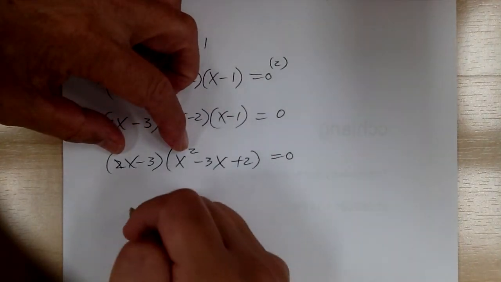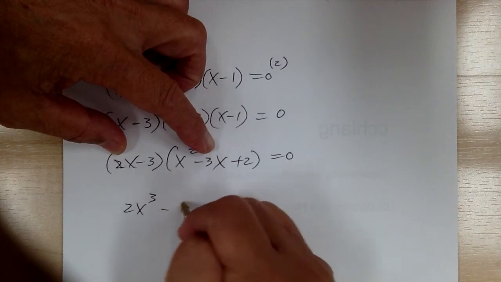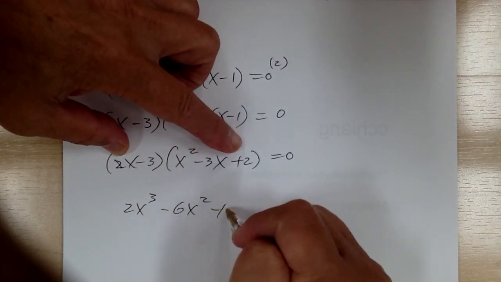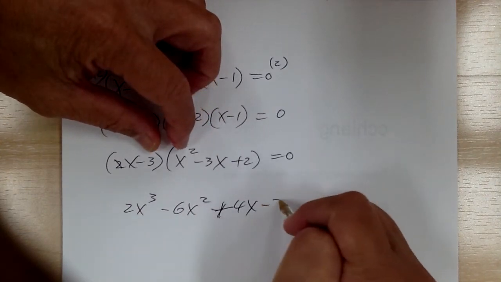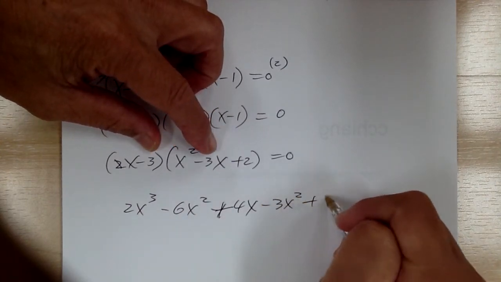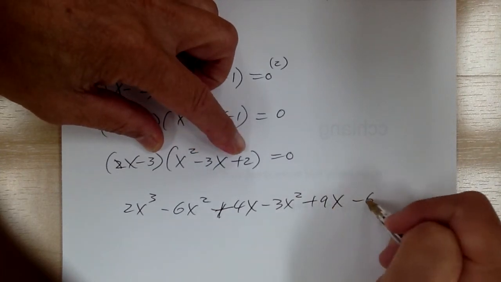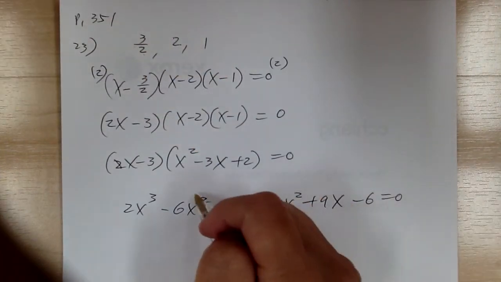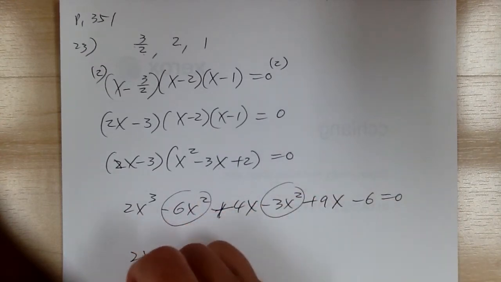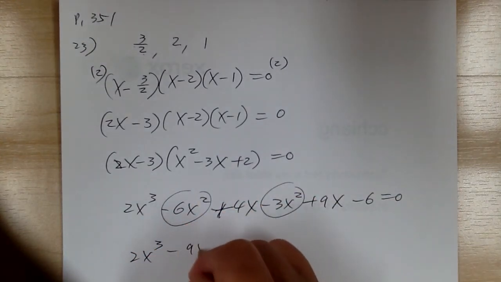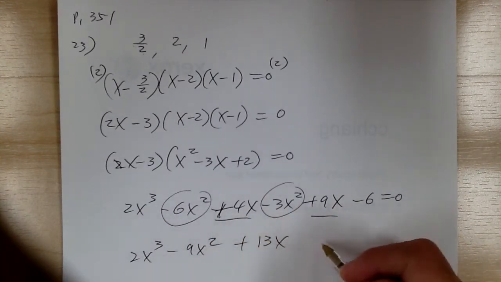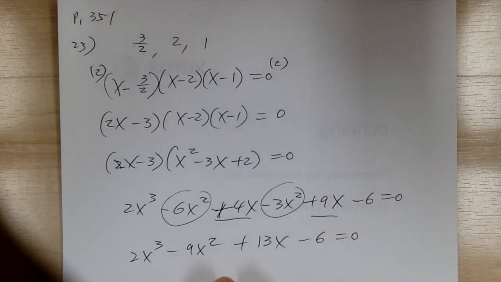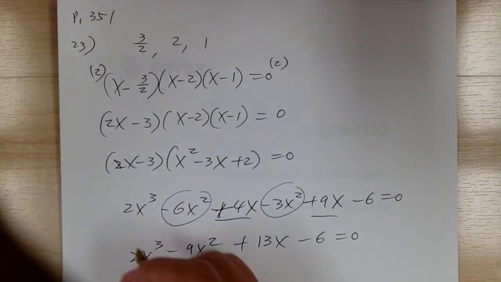Multiplying this will give you 2x to the 3 minus 6x squared plus 4x. You're done with this one, so you go to the next one. It would be minus 3x squared plus 9x minus 6 equal to 0. Then you combine the like terms. So you got 2x to the 3 minus 9x squared, and this one and this one will be plus 13x minus 6 equal to 0. And then after that, you check your answers, make sure you did it correctly.